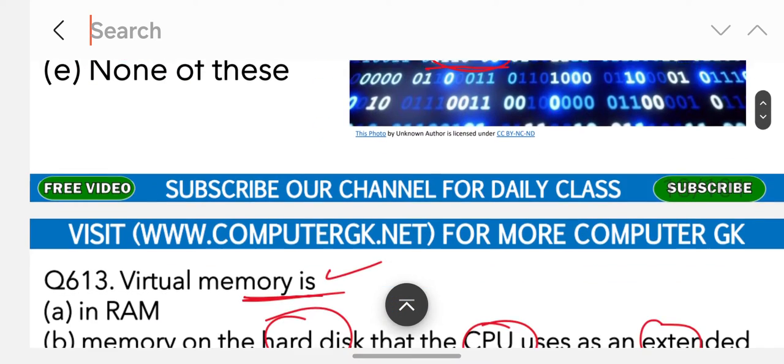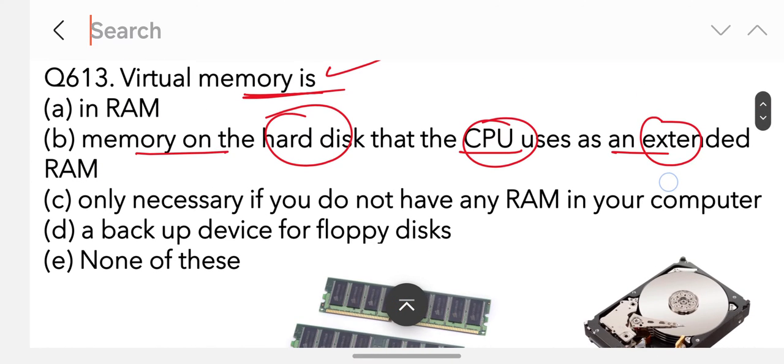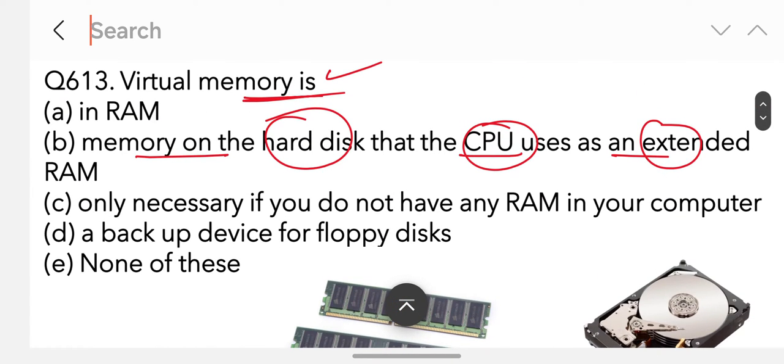Next. Virtual memory is: A, RAM; B, memory on the hard disk that the CPU uses as an extended RAM; C, only necessary if you do not have any RAM in your computer; D, a backup device for floppy disk; E, none of these. Virtual memory is option B, memory on the hard disk that the CPU uses as an extended RAM.